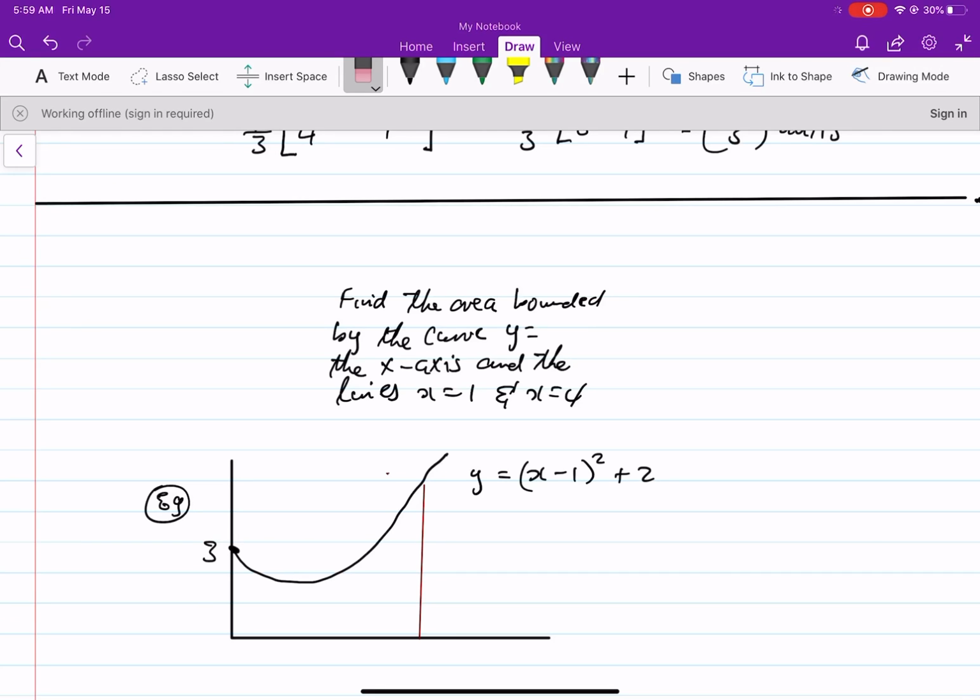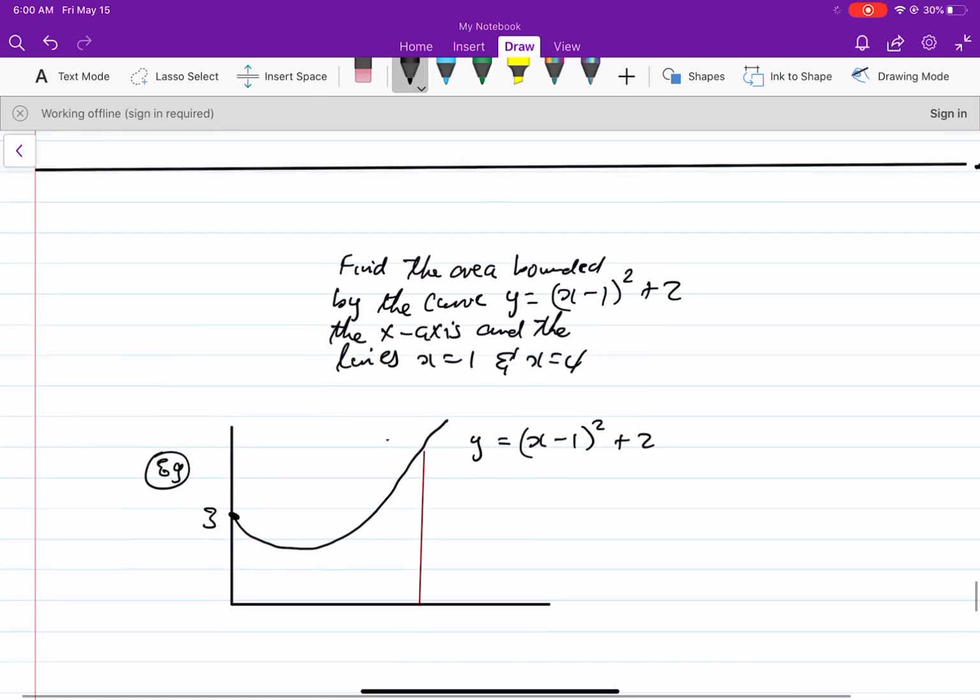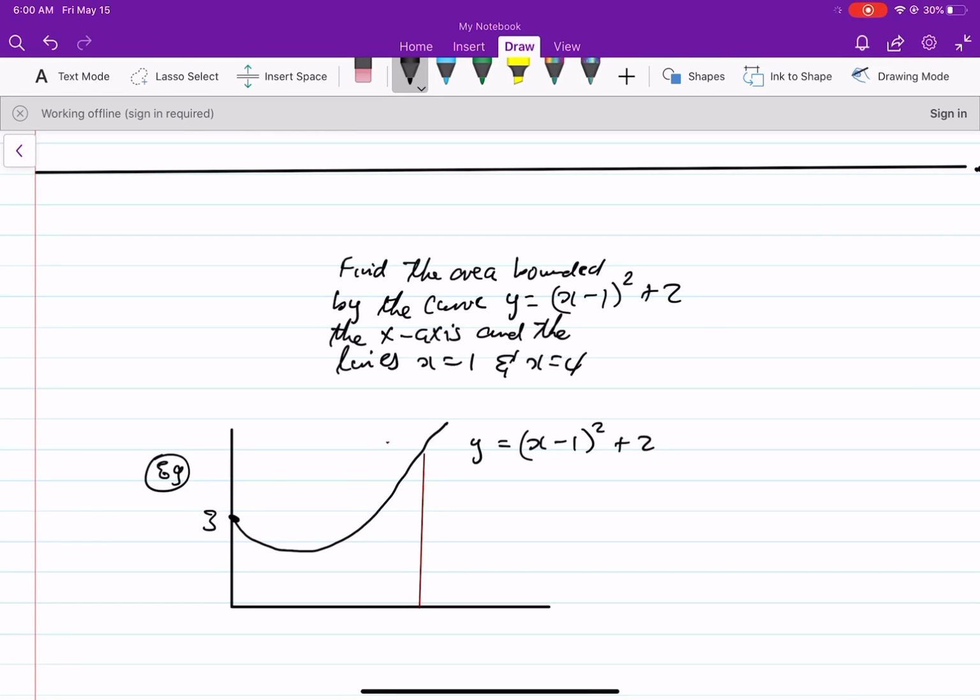Y is equal to x minus 1 all squared plus 2, the x-axis and the lines x equals 0 and x equals 2. Yeah, 0 and 2.